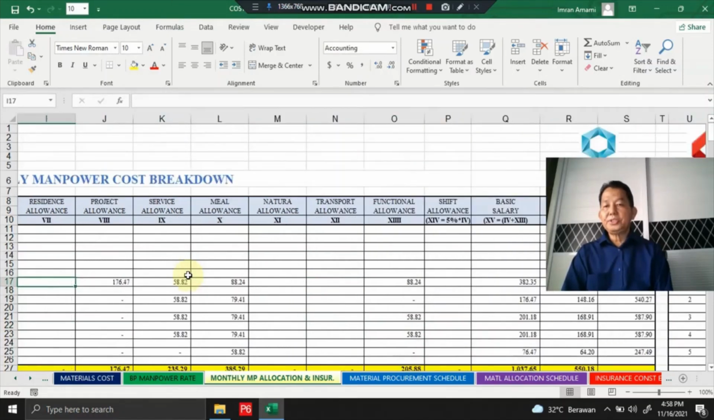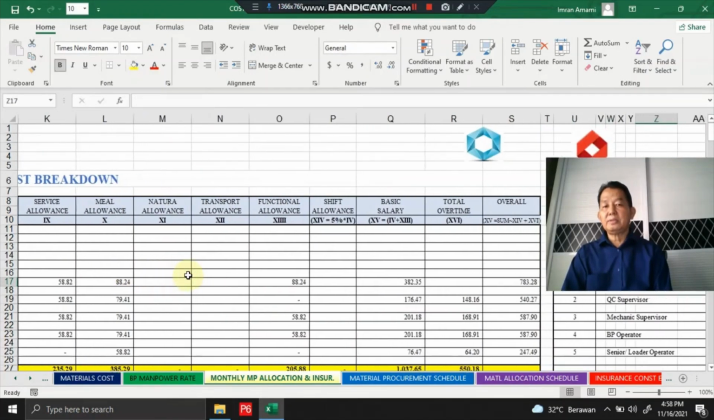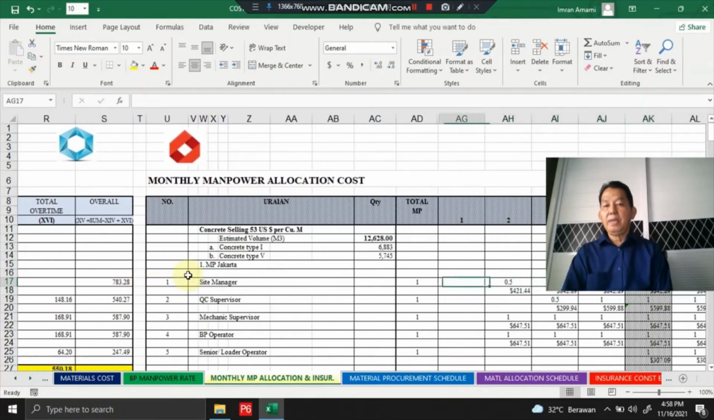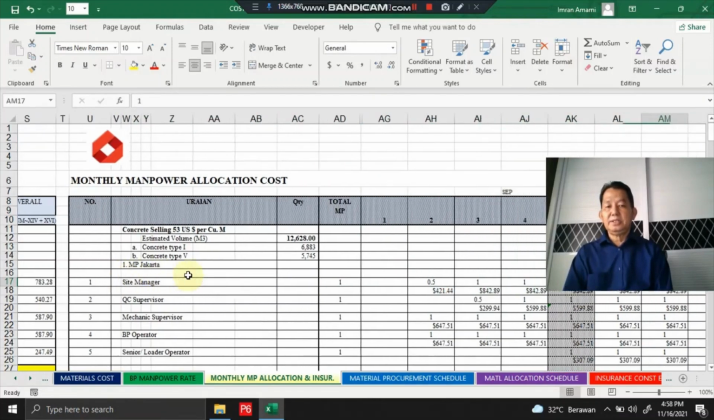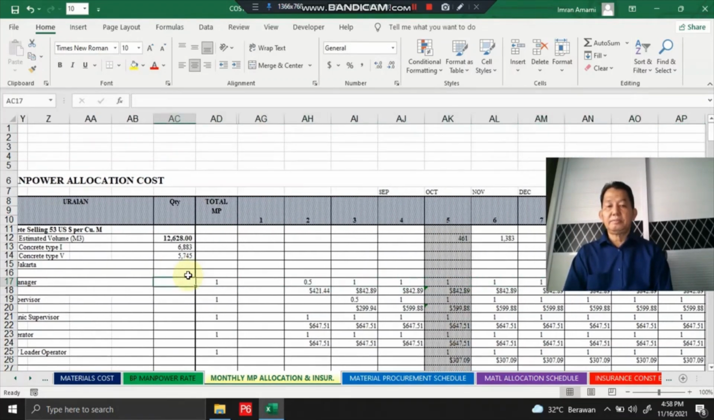And based on this monthly manpower cost breakdown, okay, we compose the monthly manpower allocation schedule. Yes, this is adjusted to the monthly concrete demand schedule, but we compose the manpower allocation schedule 2 months earlier than the monthly concrete demand schedule. This is for a specific reason or a specific interest to the project.